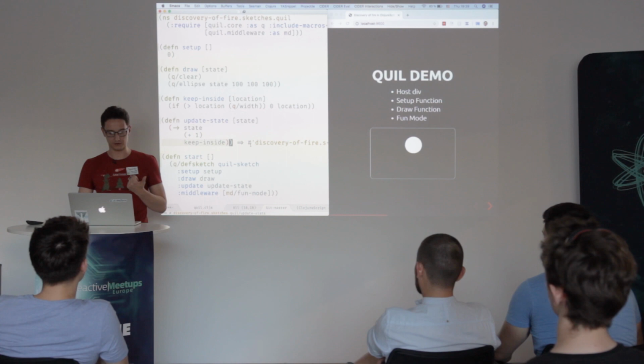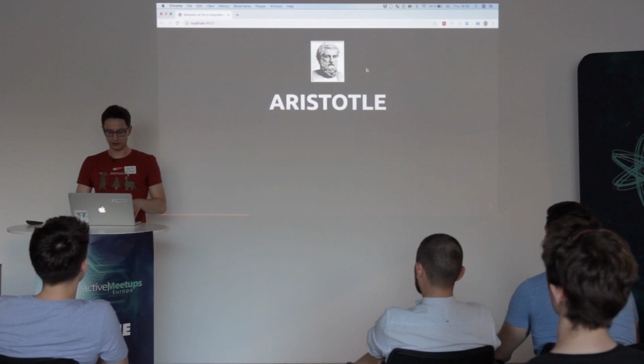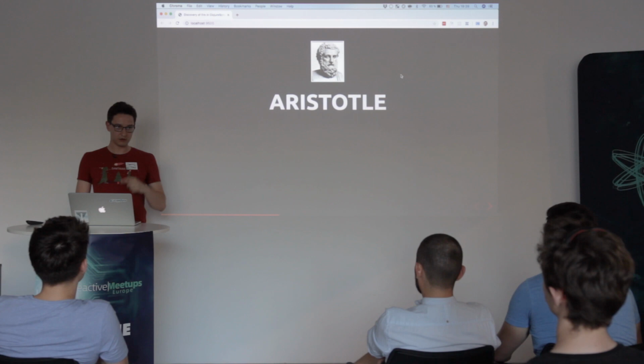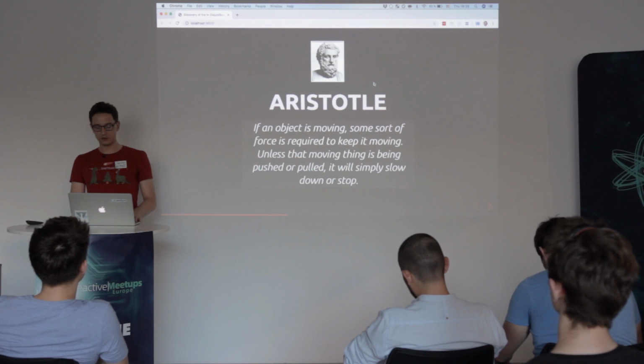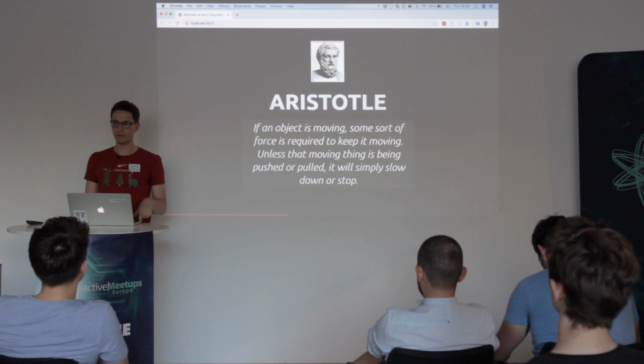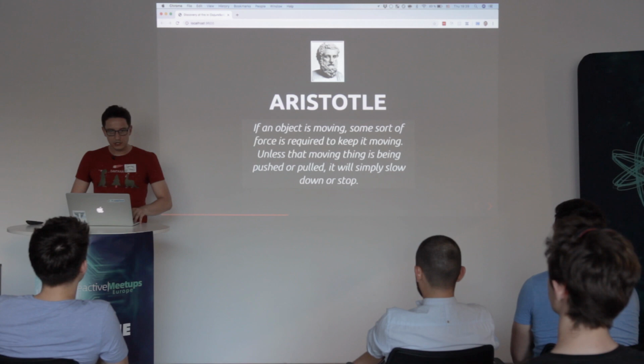So that was Quil. And this is Aristotle. Aristotle was a Greek philosopher, and he lived around year zero. He was researching quite different areas, and one of them was motion. Aristotle said that if an object is moving, some sort of force is required to keep it moving. Unless that moving thing is being pushed or pulled, it will simply slow down or stop. So that means if I want something to move, for instance my computer, I need to push it. And if I stop pushing my computer, it won't move anymore.